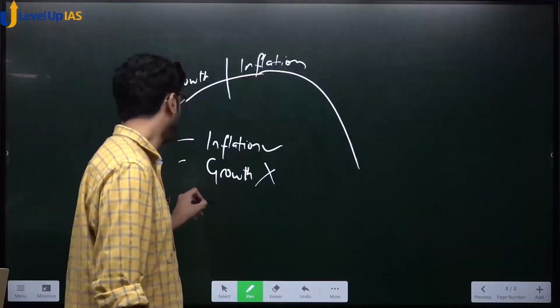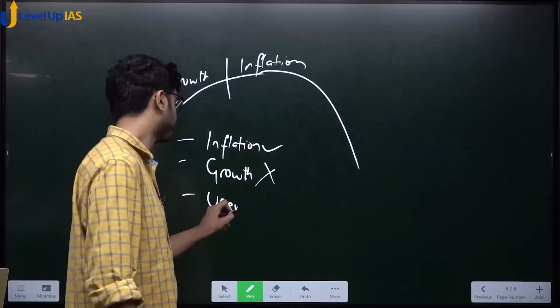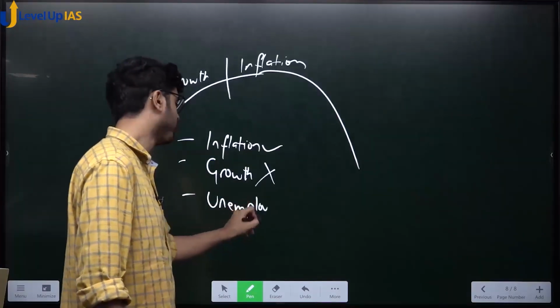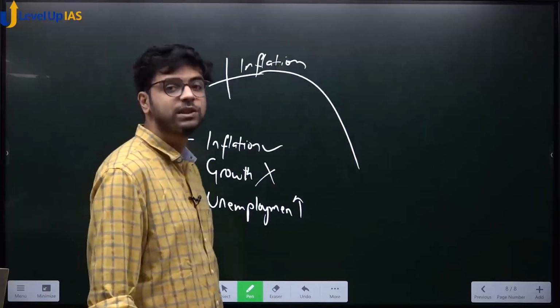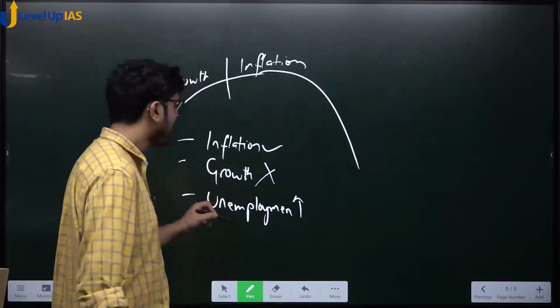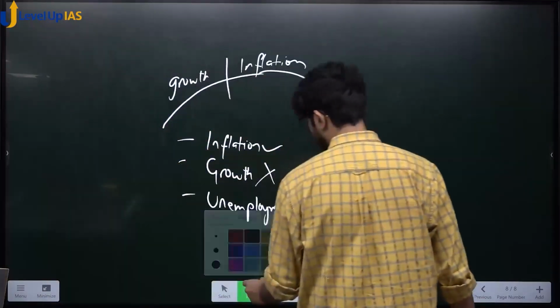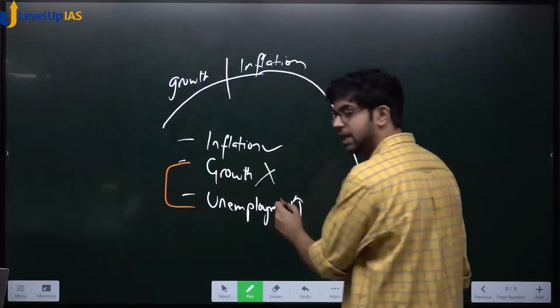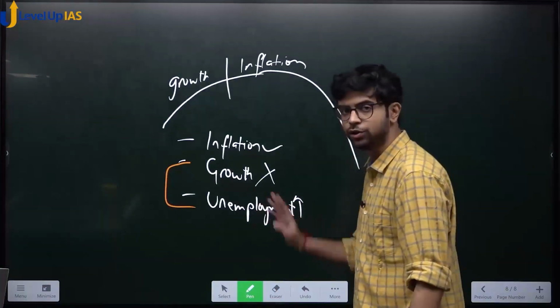So what will happen to unemployment level? Unemployment level will go up. Yes or no? Unemployment will go up. Employment will go down, but unemployment will go up. Okay? This situation, when there is, so can I say, can I say growth nahi hai? Employment is also not there. Unemployment is high. Growth is also not there.